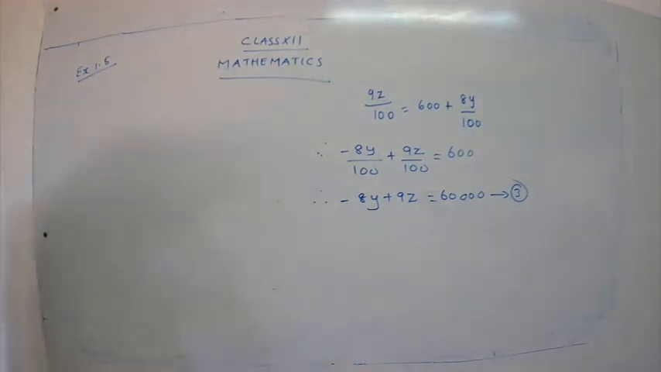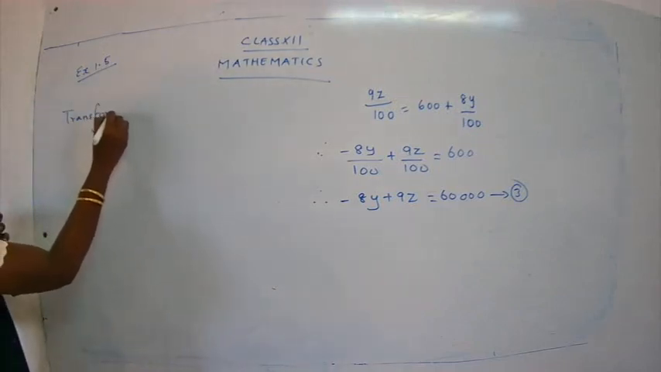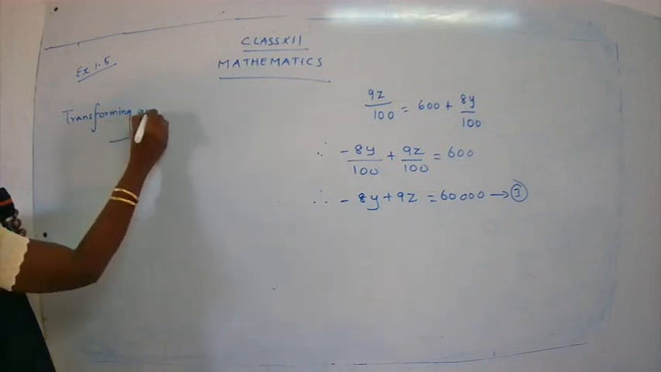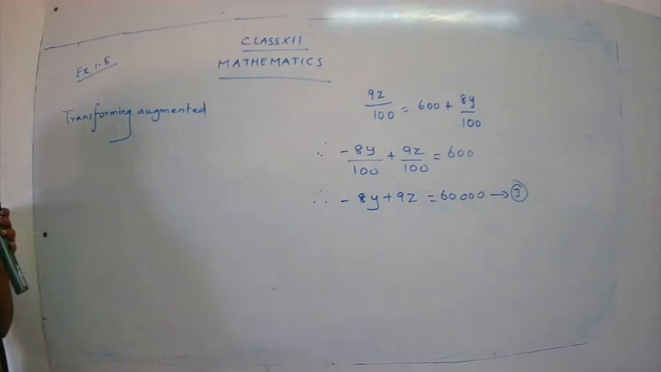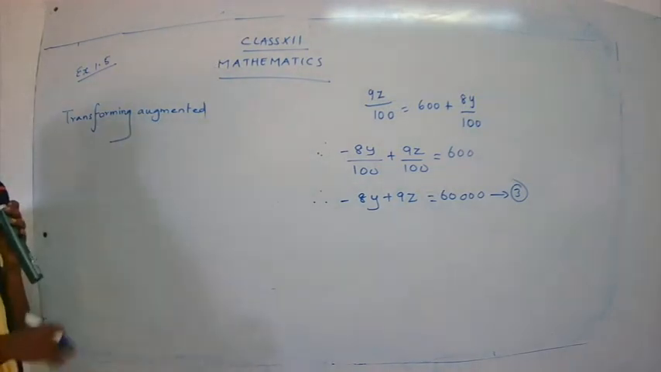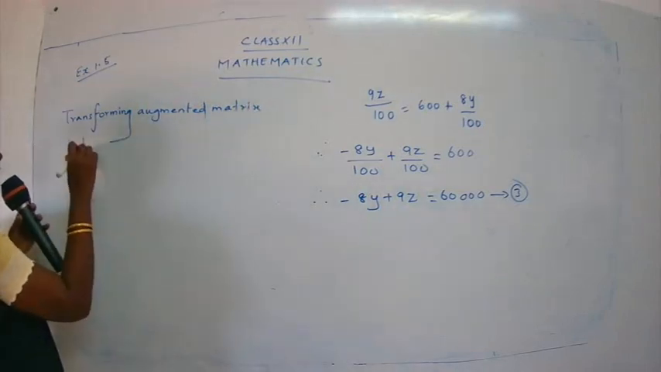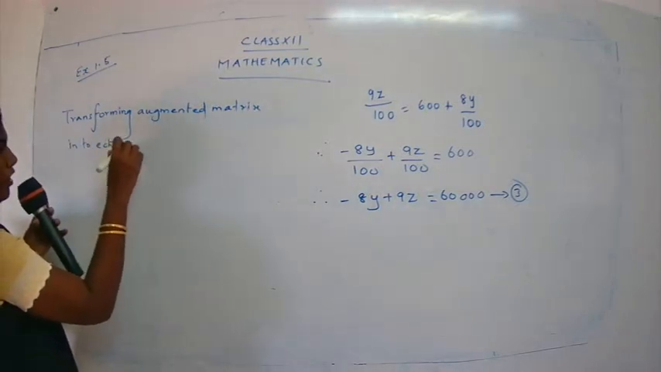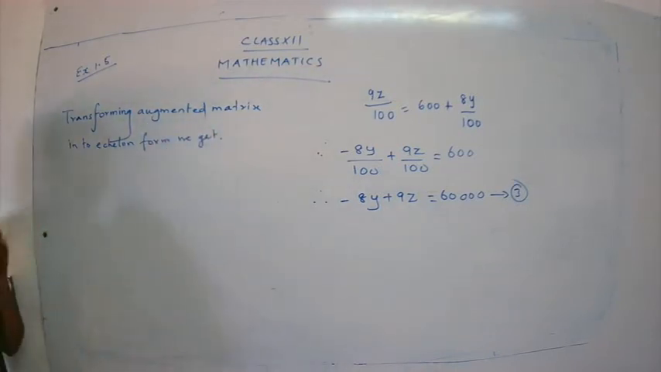So write out the statement here: transforming the augmented matrix. An augmented matrix means two matrices are written together, like A, B, with a line in between the two matrices. So transforming the augmented matrix into echelon form, we get. Okay, so what are we going to get when we transform?